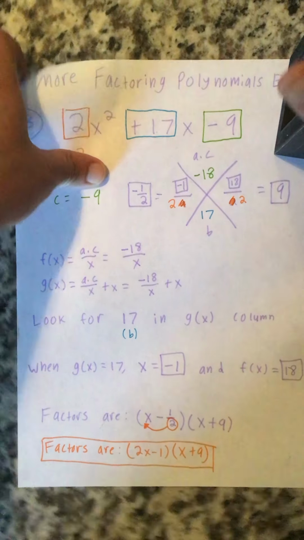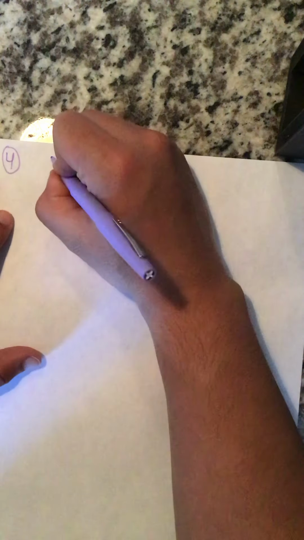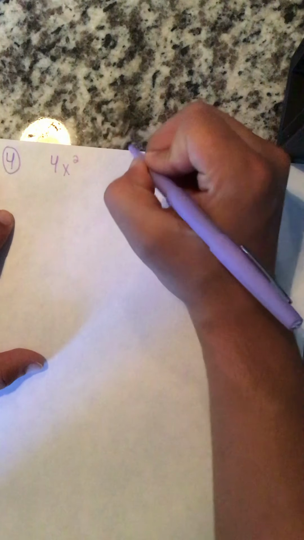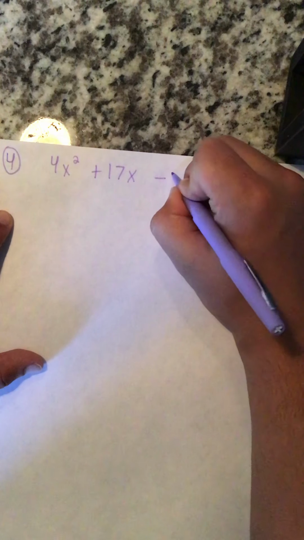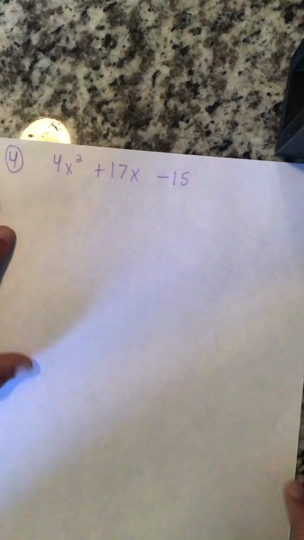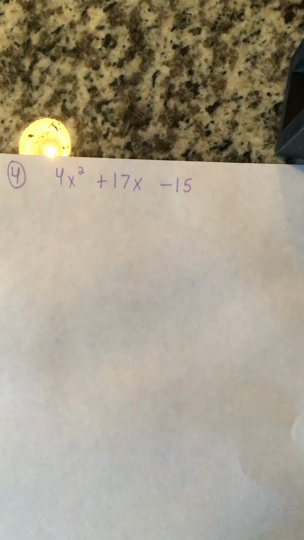So that's number 3. Let's go to number 4. Let me switch papers. Okay, so there we go. So number 4, we're going to have 4x squared plus 17x minus 15, okay? So exact same steps. And this one we're going to go a little bit faster, okay?